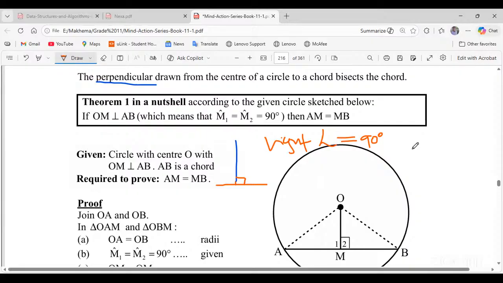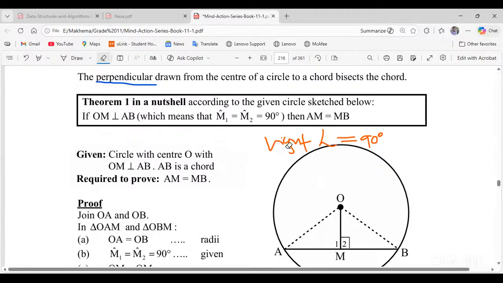We also have a reflex angle, which is an angle greater than 180 degrees but less than 360 degrees. And an angle exactly equal to 360 degrees is called a revolution or angle around a point. I was just reminding you of these types of angles from grade 7.